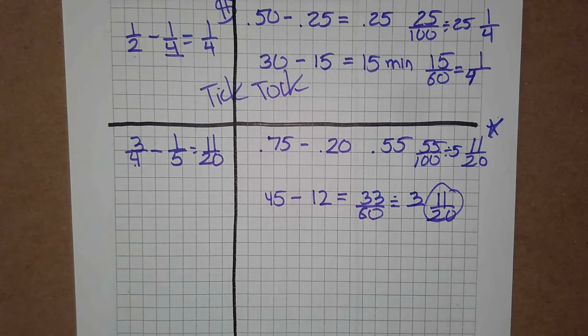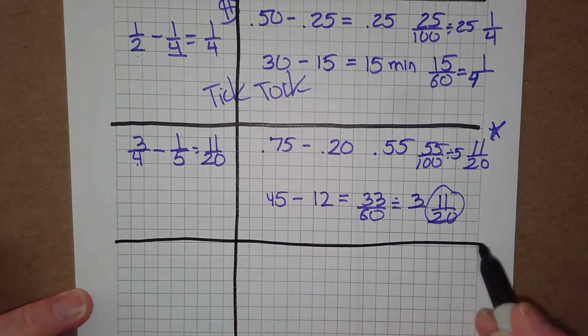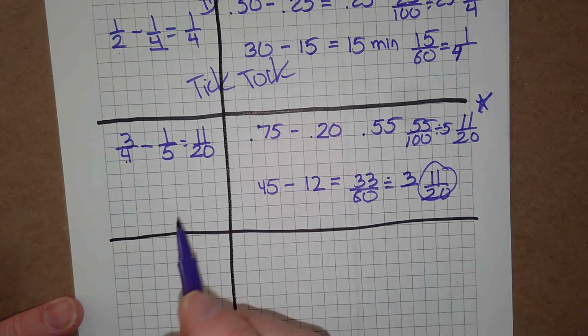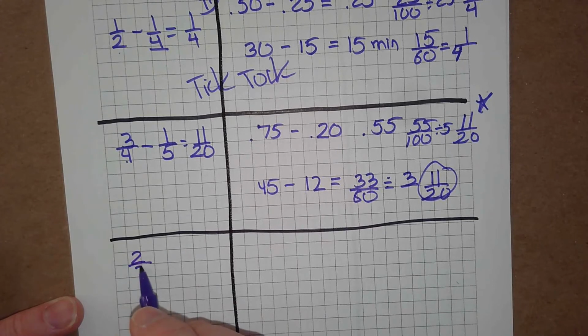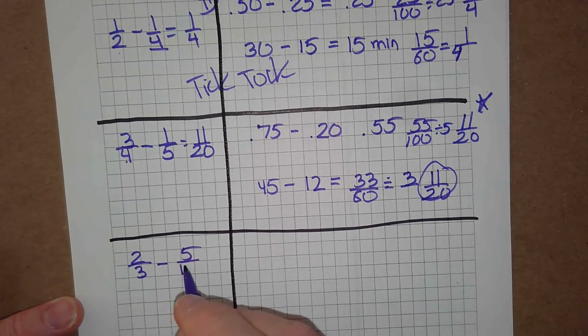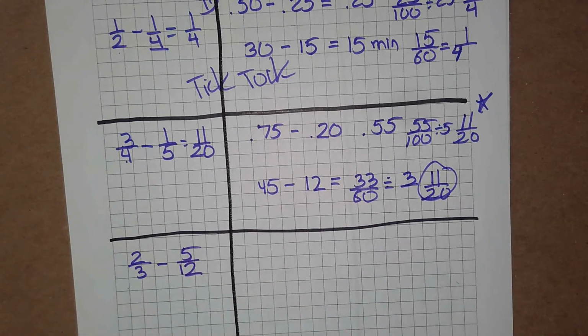I want to try one. Ooh, this is a good one. Let's do 2/3 minus 5/12. Would one model work better than the other for this one? If we have 2/3 and 5/12. Which model? What do you and your neighbors think?